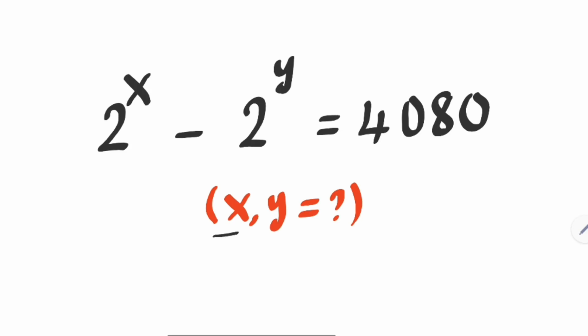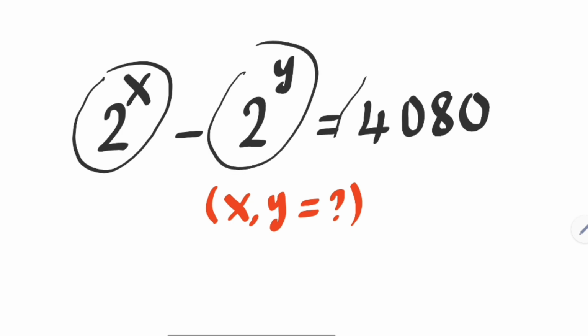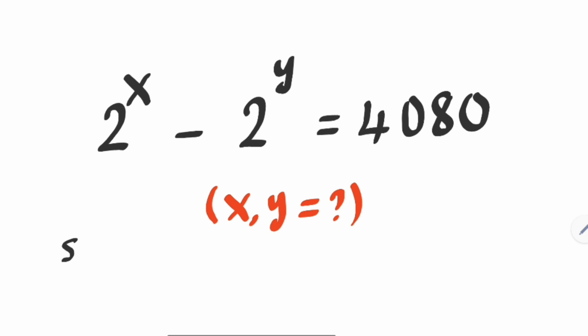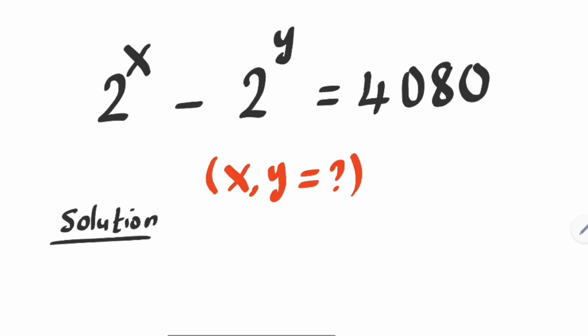Let us solve for x and y given 2 raised to power x minus 2 raised to power y is equal to 4080. Here, the given equation is 2 raised to power x minus 2 raised to power y is equal to 4080. We want to find the integer solution of this.